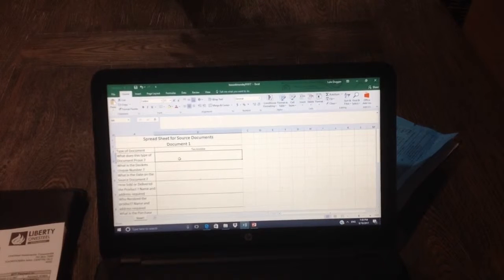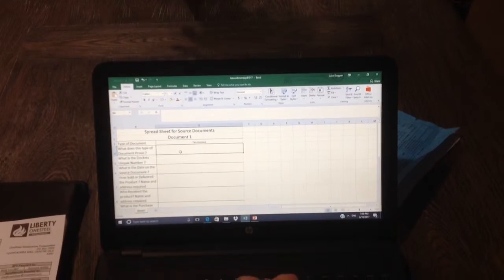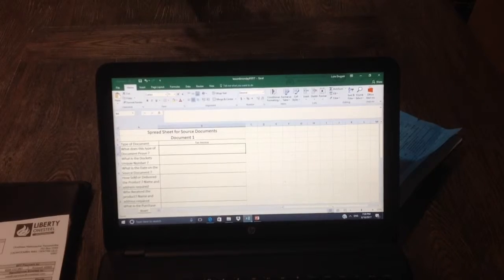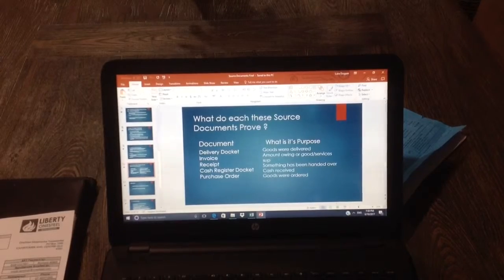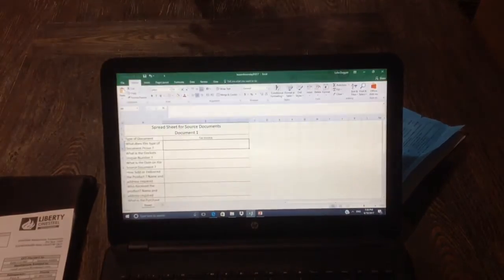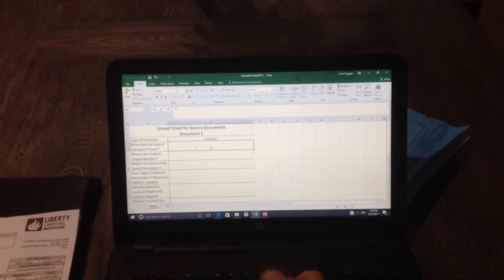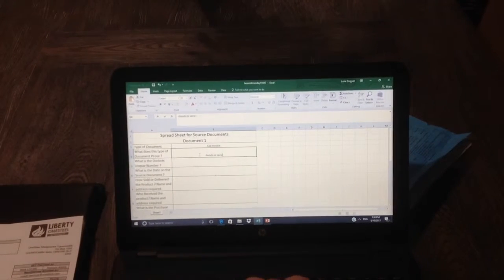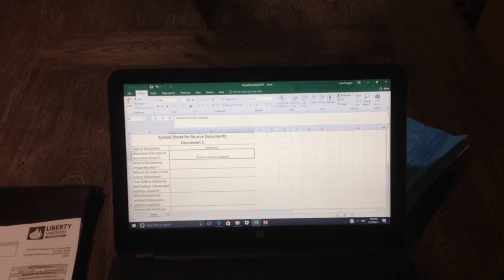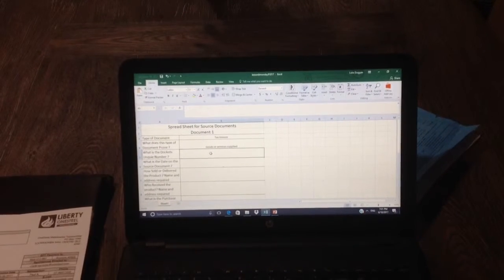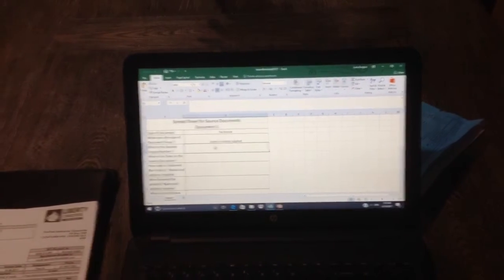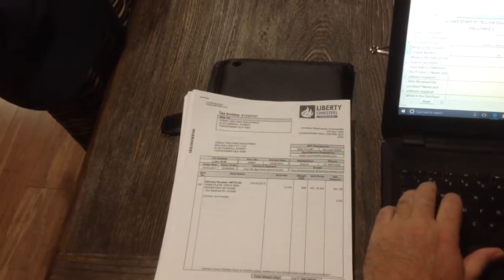It asks, what does this type of document prove? We know from our last lesson that an invoice proves the goods or services have been supplied. That will go in that box. We'll then go back to the source document and find the unique number of the tax invoice. For this one, it's up the top next to tax invoice, 61553787.